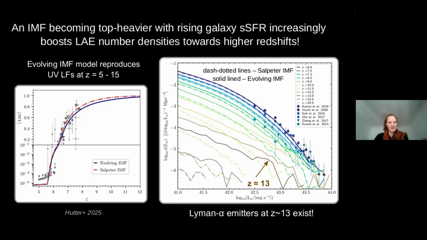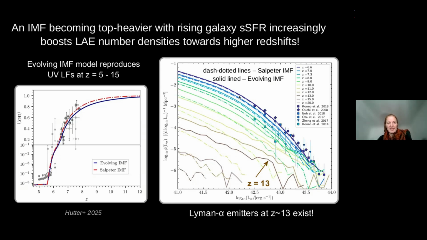So there's not much difference. But the key point is, early on, you already have ionized regions. And secondly, if you have a more top-heavy IMF, you have more ionizing photons output. And so you can also produce a higher intrinsic Lyman alpha luminosity. And so this brings me back to the right panel here.